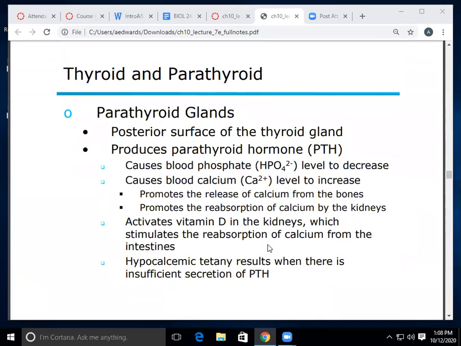Okay, so we talked about the thyroid gland. Let's talk about the parathyroid gland. So with the parathyroid gland, it's on the posterior surface of the thyroid gland, so on the back side, the dorsal side. And the parathyroid gland produces parathyroid hormone, or PTH.